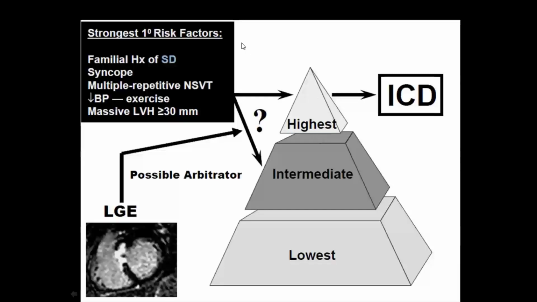So we know that patients with a high risk factor like family history of sudden cardiac death, syncope, multiple repetitive non-sustained VT, hypotension on exercise, massive LVH of 30 millimeters or more, we would go for an ICD. And a patient with low risk, we will not put an ICD. The problem is the patient with intermediate risk, where we have to think about it. So MRI would help us risk stratify these patients, whether we put an ICD or not.